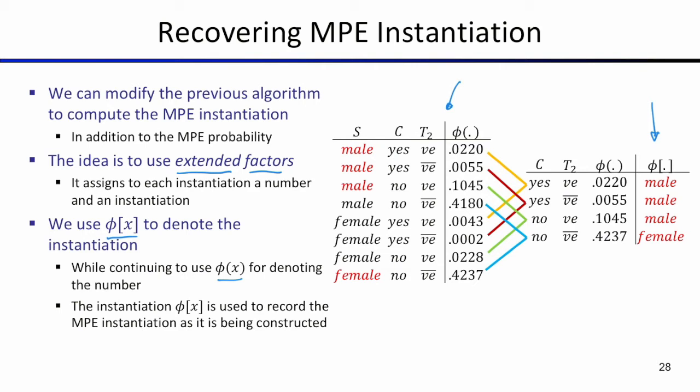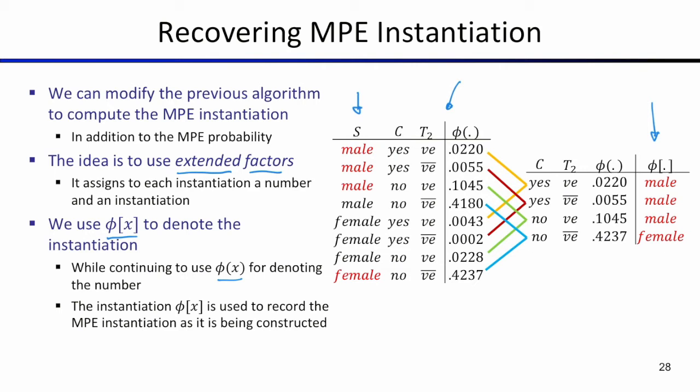So the technique is actually very simple. We're going to take note where the maximum value came from when we are eliminating one variable. So for instance, we are eliminating variable S here. Instead of discarding the information of S completely when we maximize out this variable, I'm going to keep the information of what was the instantiation that gave origin to the entry with the highest probability.